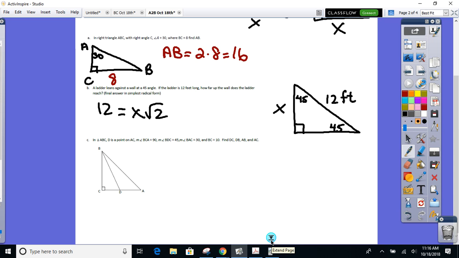How do I get rid of the radical 2? Divide both sides by radical 2. Don't go to your calculators. What's the direction say? Simplest radical form. I don't want a decimal here.